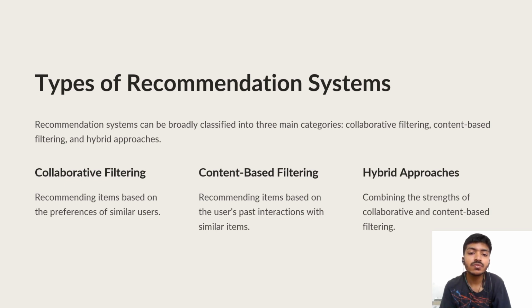Then we have content-based filtering, where items are recommended based on the user's past interactions with similar items. For example, purchase history or watch history. If a user has liked something before, then that will be recommended to him or her again. YouTube does that quite a lot with its watch history. Amazon does it with its previous product purchases. Then we have hybrid approaches. It combines the strengths of both of the previous filtering approaches that we have talked about, collaborative and content-based filtering, and provides the best recommendation.